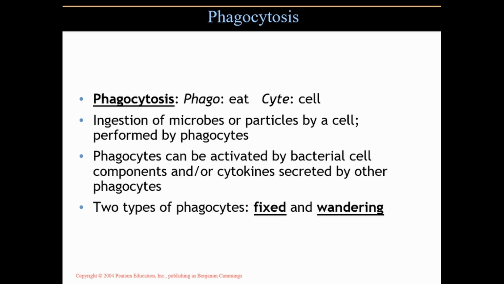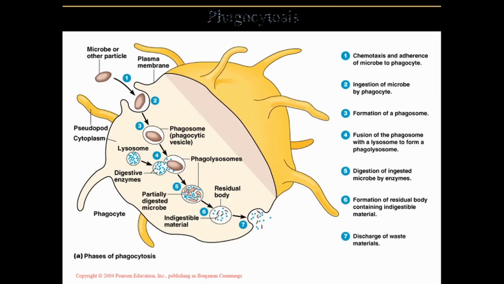Whether they're other phagocytes or whether they're T cells or natural killer cells, they are activated by these other proteins that are floating around within the circulatory system and the lymphatic system. And there are two types, as I mentioned before, fixed and wandering. Fixed, staying in one location; wandering, moving around through the lymphatic and circulatory systems.